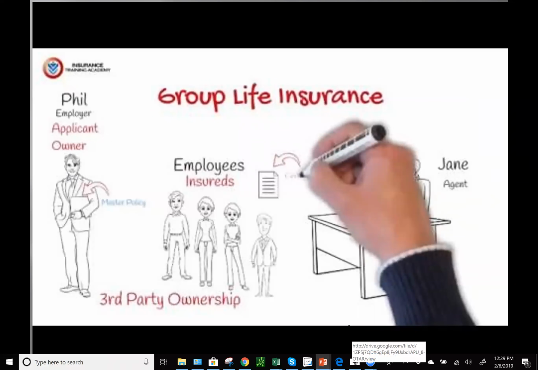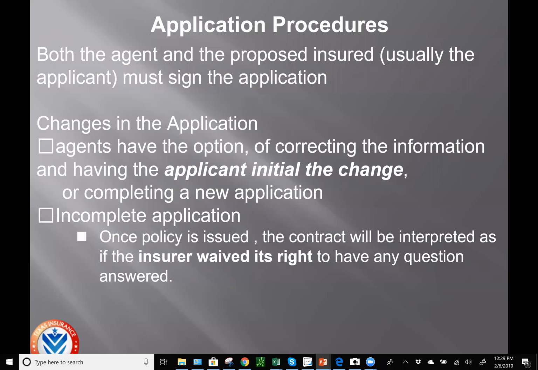All right, so that is an example of policy ownership and how you need to know it for your test. Next, let's go into some application procedures. The application, you need to know, is the main source of underwriting. This is what the insurance company uses the most to gather information about the proposed insured.